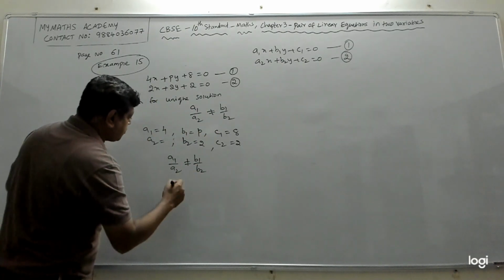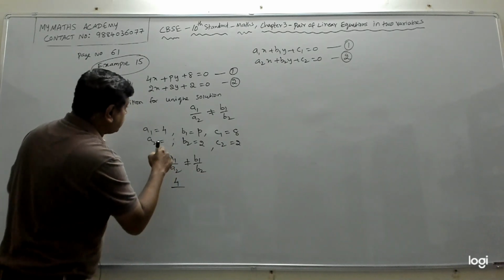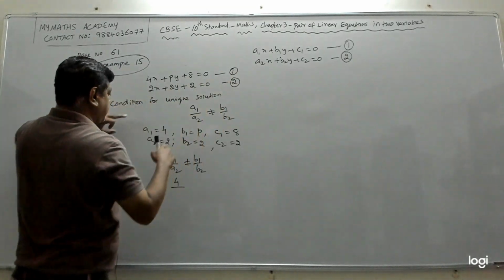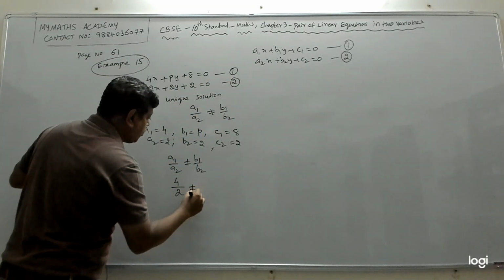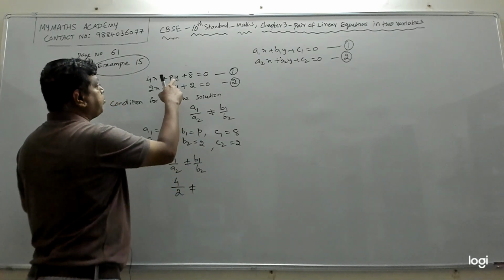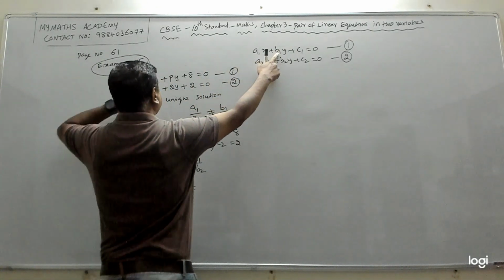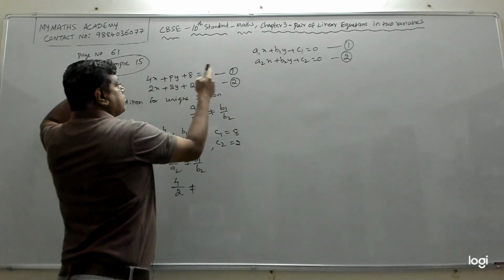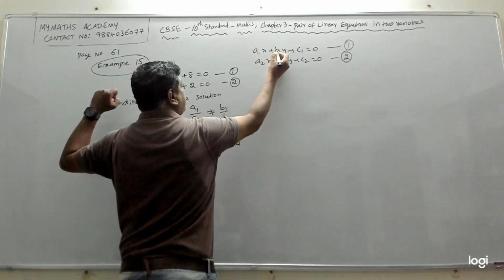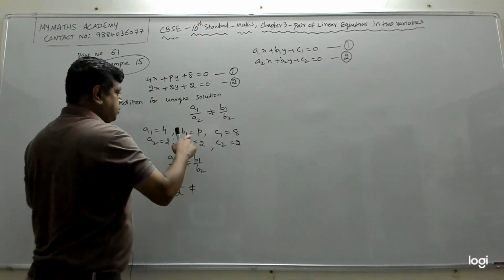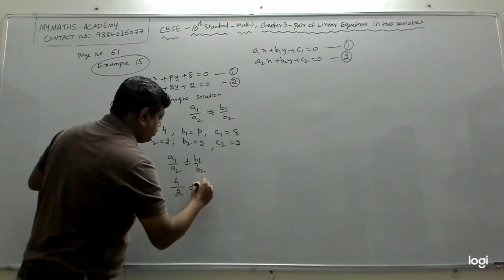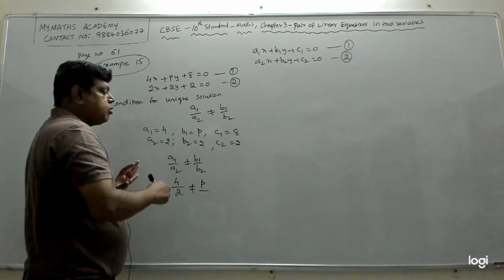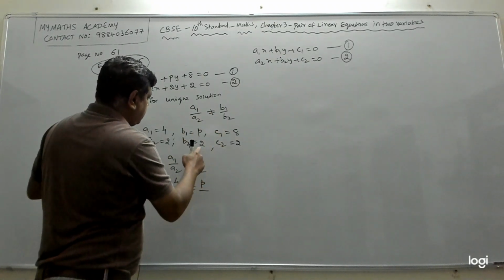Now let's substitute. a1 is 4, a2 is 2, not equal to b1 by b2. b1 is the coefficient of y in the first equation. What is before y? p. So b1 is p. We have to find the value of p for which it will have a unique solution. So p by b2, and b2 is 2.